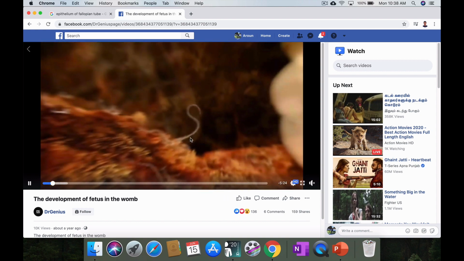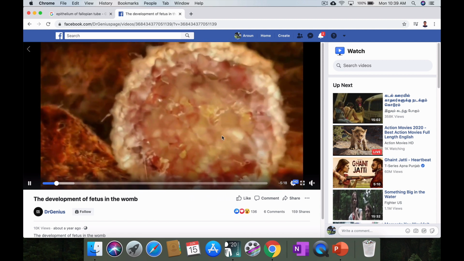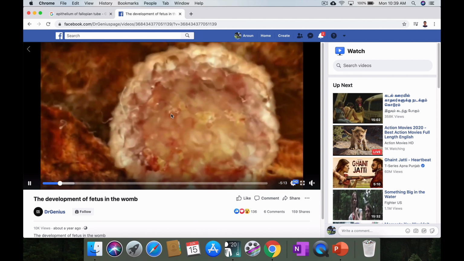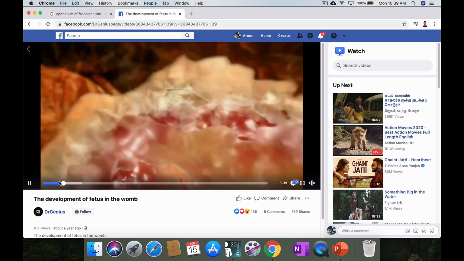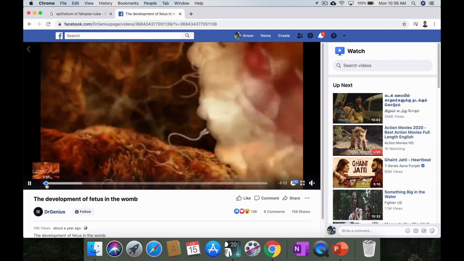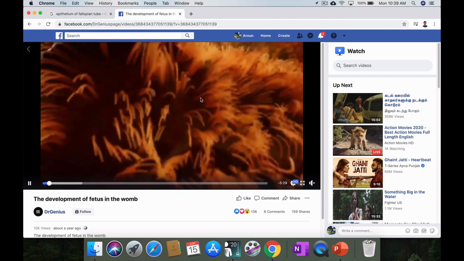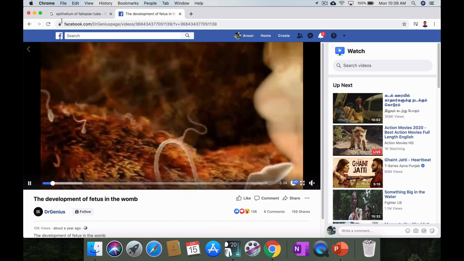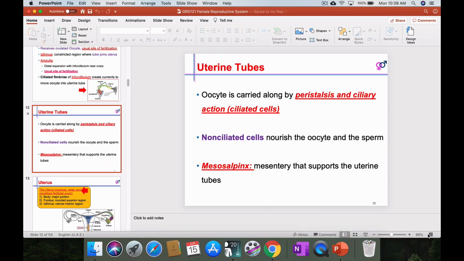Okay, so in the ampulla of the fallopian tube, the ovum is present, and the sperm cell will go and fuse with the ovum. After that, this cilia will keep moving the zygote, I mean when the sperm cell and ovum cell unite, this cilia will keep moving the zygote towards the uterus.